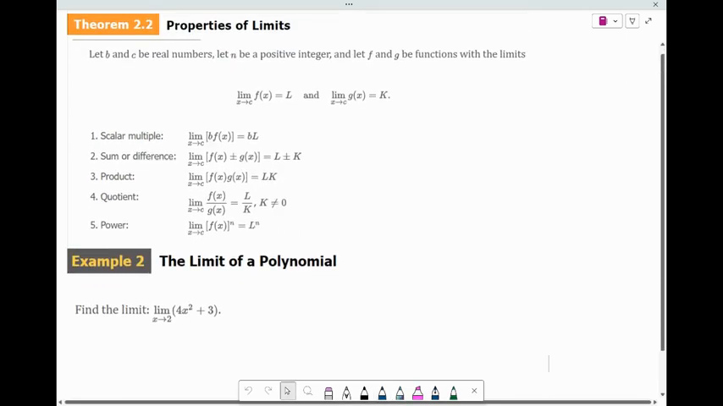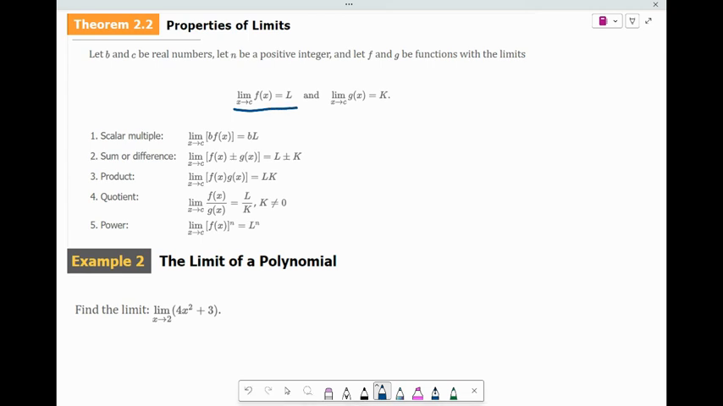There's another theorem in the chapter that focuses on a couple things. Suppose we already know the limit of a function f of x is L, uppercase L, and we know that the limit of another function g of x is uppercase K. We'll just say L and K here. Now we're going to make a few basic assumptions: that b and c can be any real numbers, and that n has to be a positive integer.